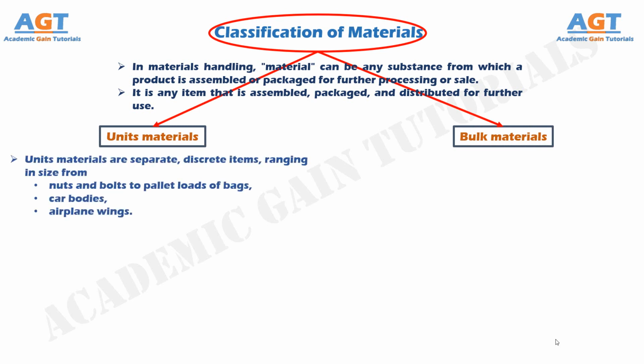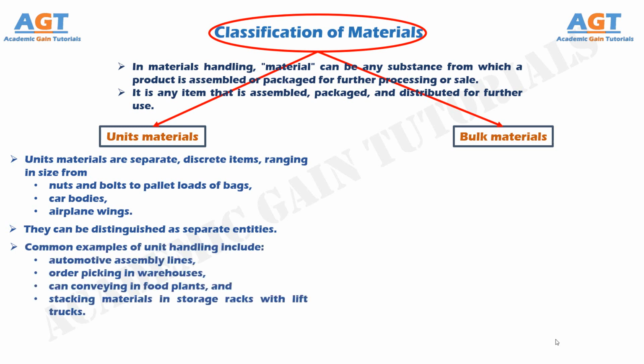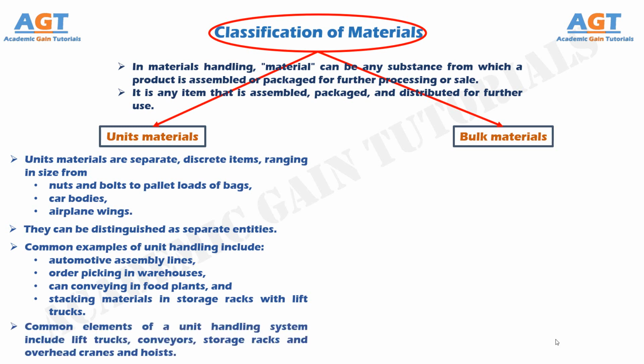Unit materials are separate, discrete items, ranging in size from nuts and bolts to pallet loads of bags, car bodies, airplane wings. They are characterized by the fact that they can be distinguished as separate entities. Common examples of unit handling include automotive assembly lines, order picking in warehouses, can conveying in food plants, and stacking materials in storage racks with lift trucks.